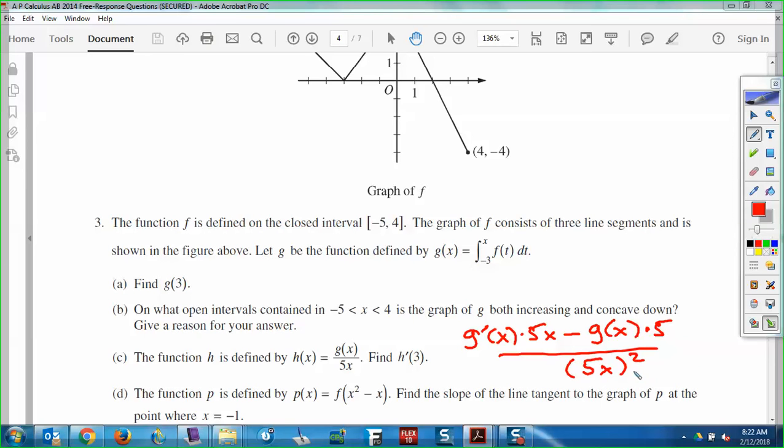Right? Now you can plug a 3 in there. Okay? Now you can plug a 3 into there. Well, what's g prime of 3? What's g prime of 3?